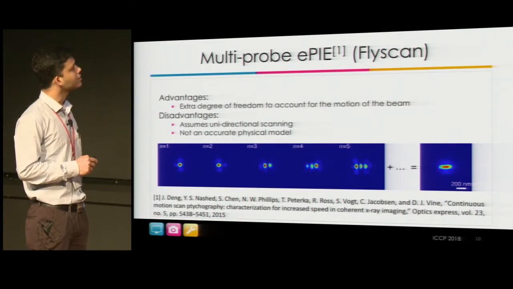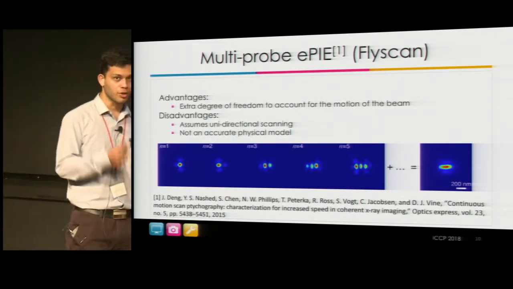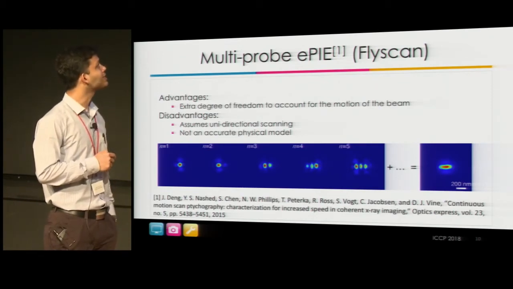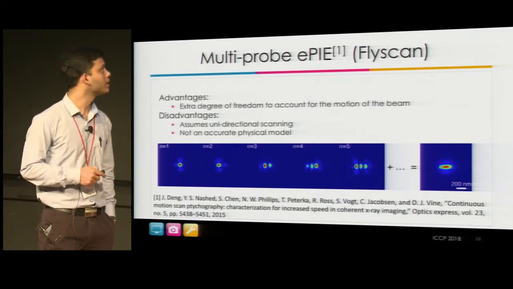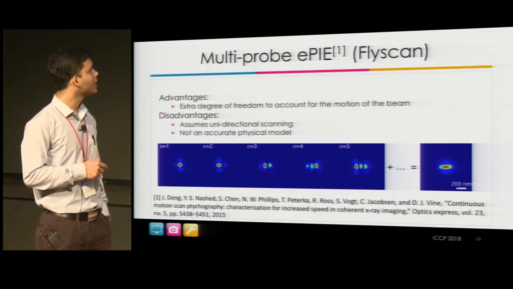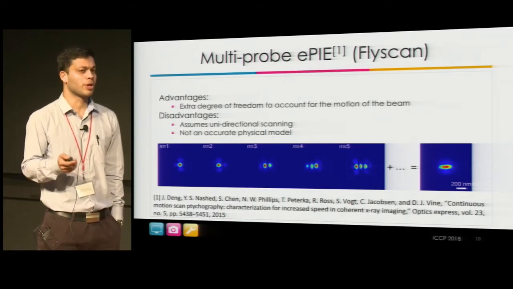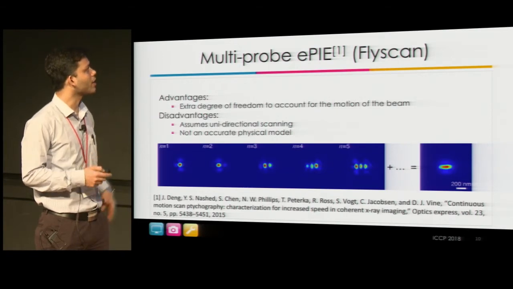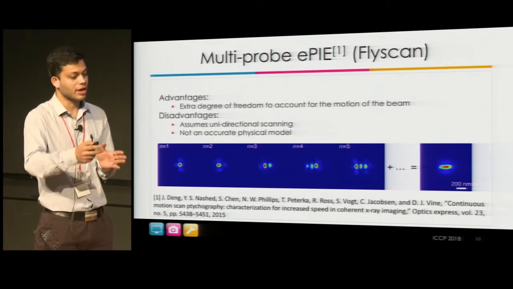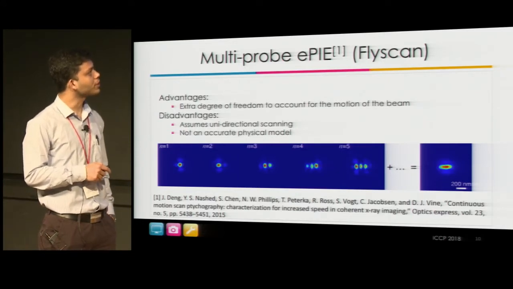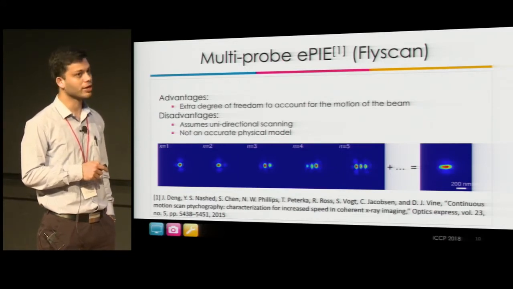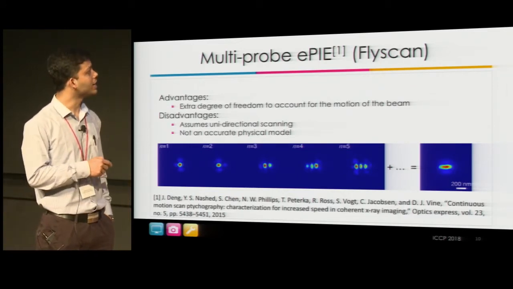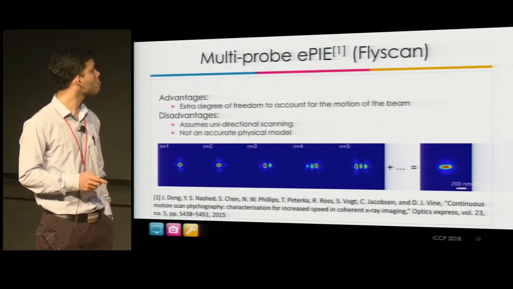But the disadvantage is that you are now assuming that for every patch, the motion of the beam across the patch was in the same direction. Also, this is not a very accurate physical model of the problem, because if you look at the reconstructed probes, technically there should be only one probe, but you reconstruct multiple probes, and they look nothing like what a probe would look like if you had just one. Although they say that if you sum them up, the footprint would look similar to the probe moving across the fly area in the time that it was recording.